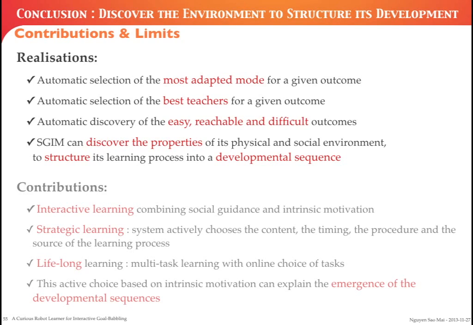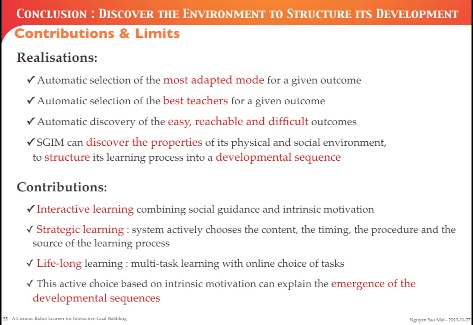So we realized a learning system that automatically selects the most adaptive mode for a given outcome, but also the best teachers to ask for the outcome it wants to reach, and that can also discover by itself the easy, reachable, and difficult outcomes. So as a whole, the algorithmic architecture of social guidance with intrinsic motivation can discover the properties of the physical and social environment and use them to structure its learning process into a developmental sequence.